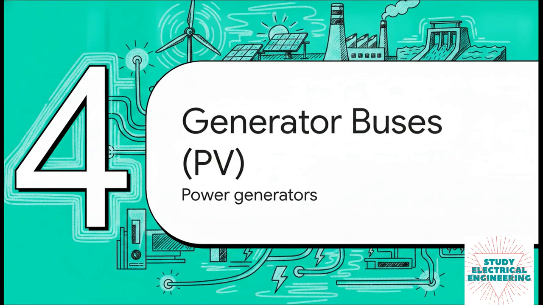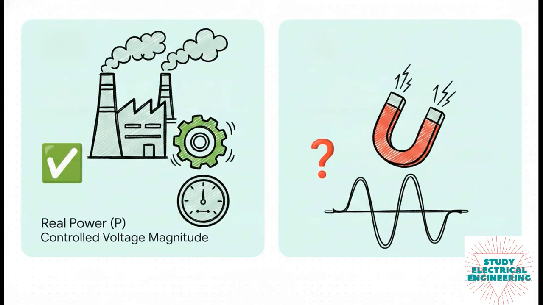Section 4, generator buses, also known as PV buses. Let's talk power generators. With our generator buses, the script flips a bit. The active generation, the real power, is known, and the generator's internal controls actively lock the voltage magnitude at a constant specified value. That leaves our reactive power and phase angle as the missing puzzle pieces we've got to uncover during the load flow analysis.